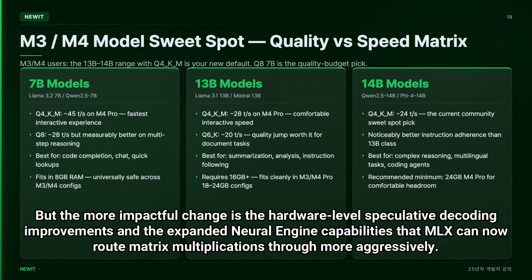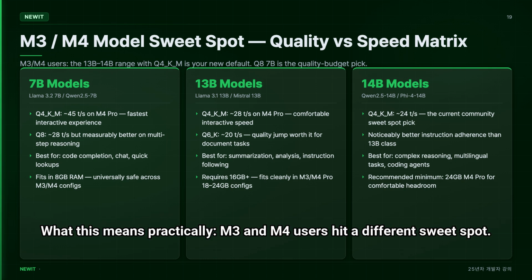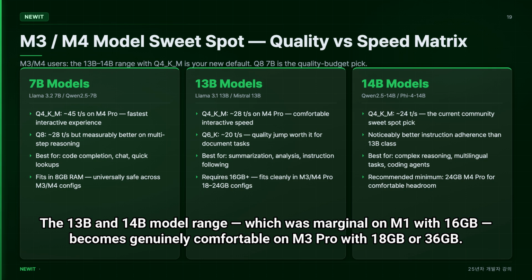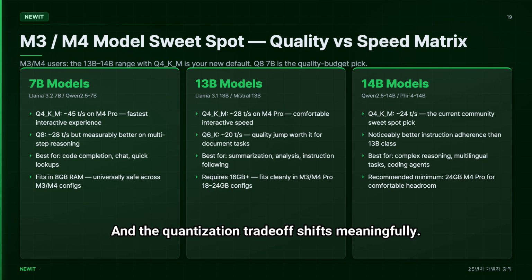But the more impactful change is the hardware-level improvements and the expanded Neural Engine capabilities that MLX can now route matrix multiplications through more aggressively. What this means practically is that M3 and M4 users hit a different sweet spot. The 13B and 14B model range, which was marginal on M1 with 16 GB, becomes genuinely comfortable on M3 Pro with 18 GB or 36 GB, and the quantization trade-off shifts meaningfully.